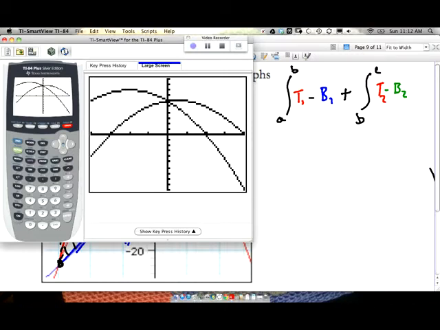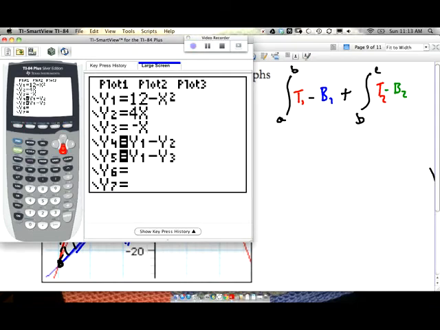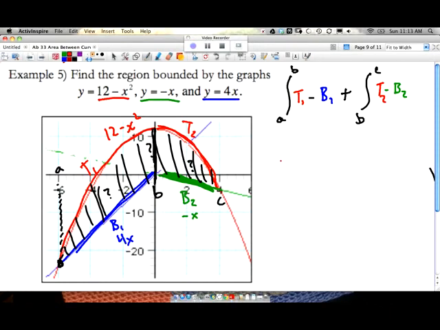So I need to do these one at a time. Let's start with the y1 minus y2, the red minus the blue. We're going to integrate that one. Oh wait, we don't know when those are equal to each other. So we got to calculate that. We got to figure that out. When does the red equal the blue? When does the red, the top one, equal the bottom one for this first piece here?